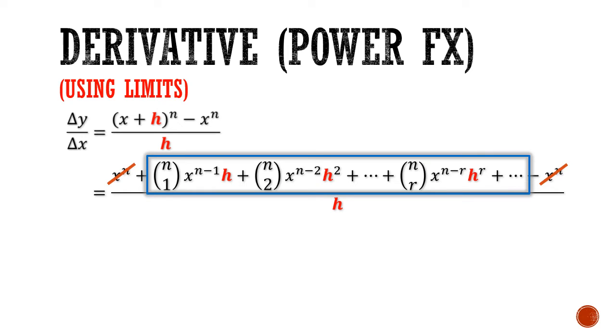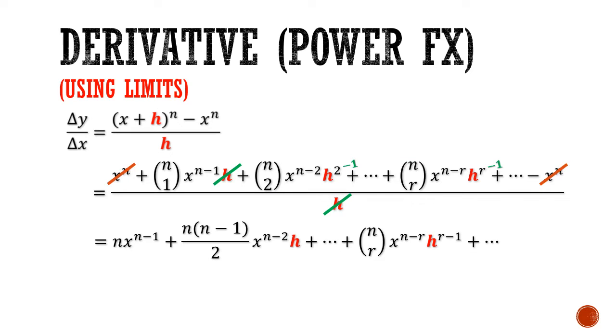Now, let's look at all the remaining terms in the numerator. Notice that all of them have at least one factor of h. So this is going to cancel out nicely with the h in the denominator. Now we can simplify this. n choose 1 is just n, and n choose 2 is n times (n minus 1) over 2. So we'll just simplify all that.